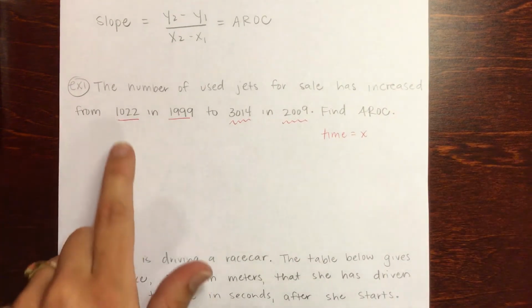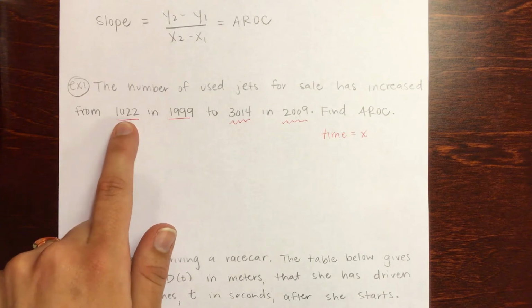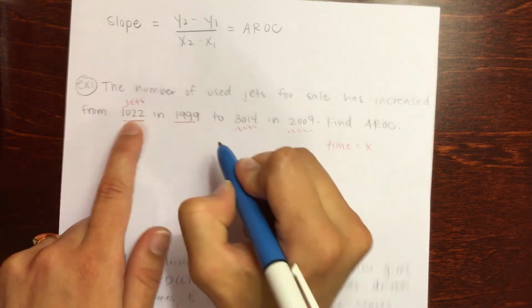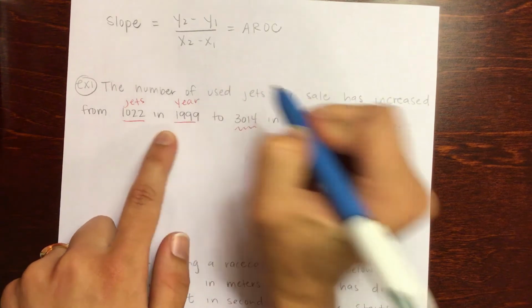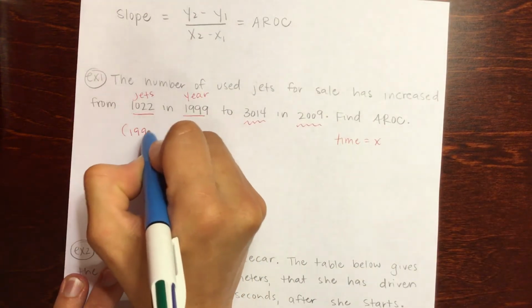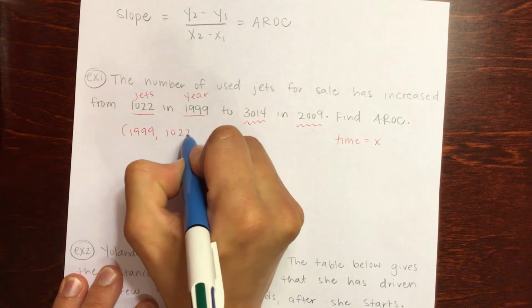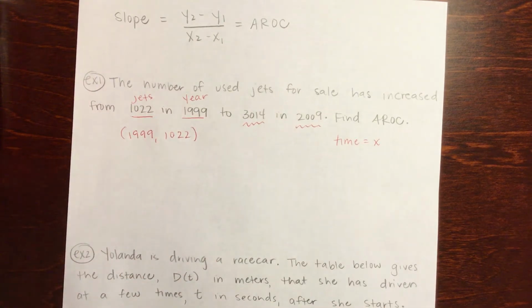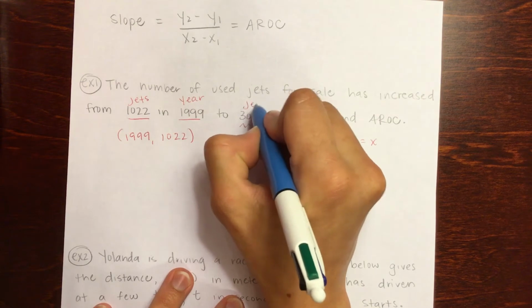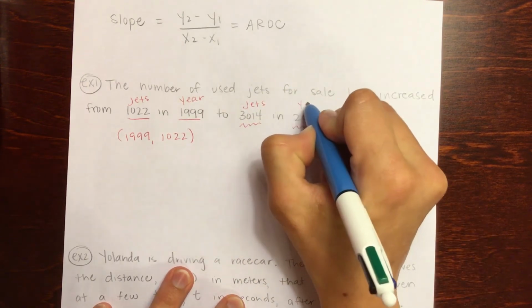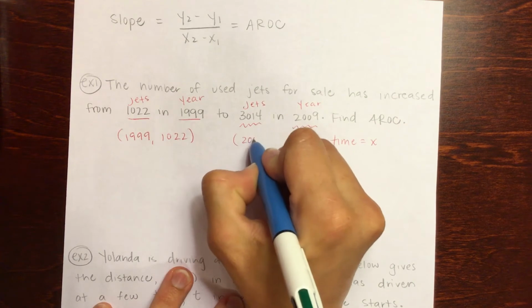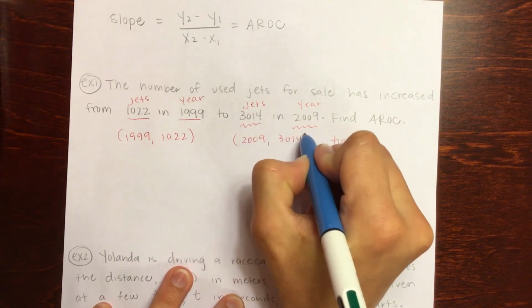So my first coordinate point, I have 1,022 jets, that's what this is, and this is the year. So the coordinate point is technically 1999 and 1,022. Time is your x coordinate piece. 9 times out of 10, I can't think of an example where time is not the x piece. And it matters that you have the right x and y. In the second coordinate point, this is 3,014 jets, and 2009 is the year we're talking about, so the coordinate point would be 2009, 3,014.